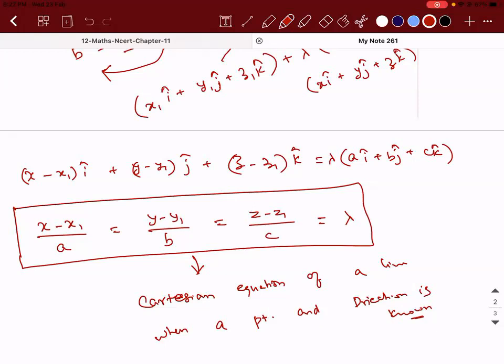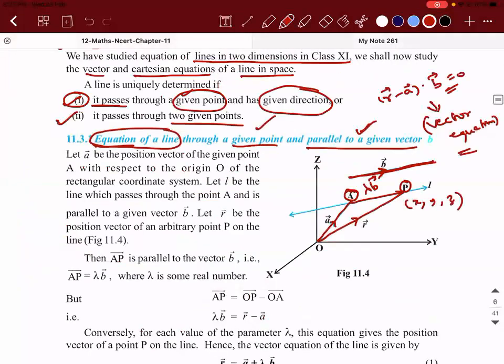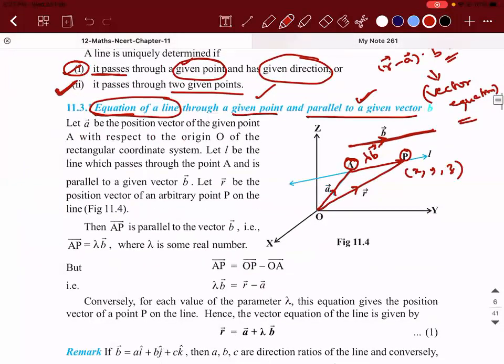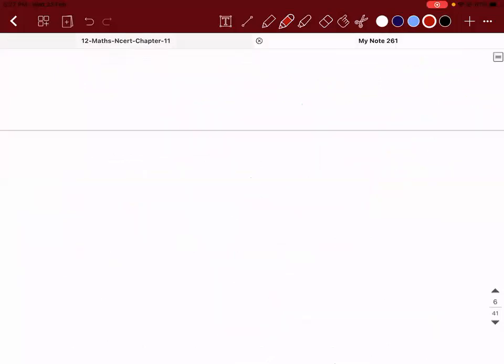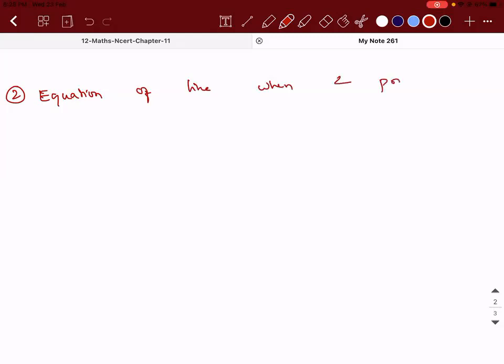Done, sir. Okay. Now listen to this carefully. If I know the 2 points through which the line is passing, then I can write the equation of the line. So the second case is the equation of a line when 2 points are given.